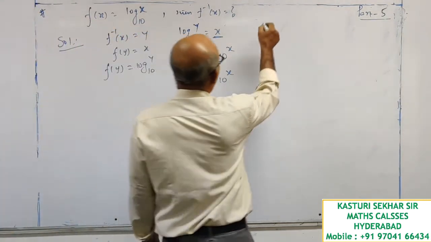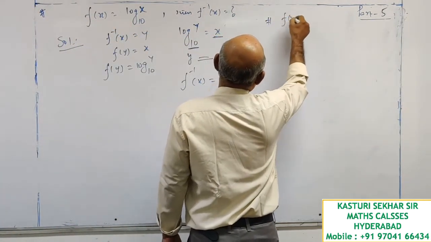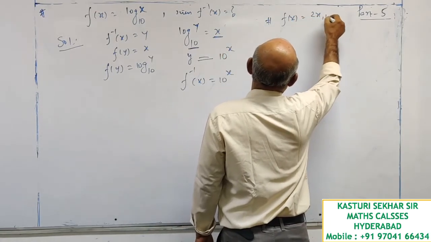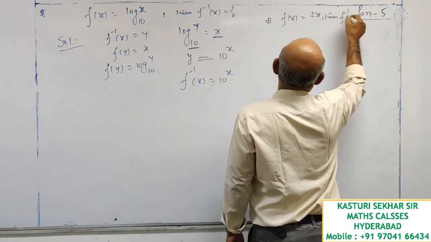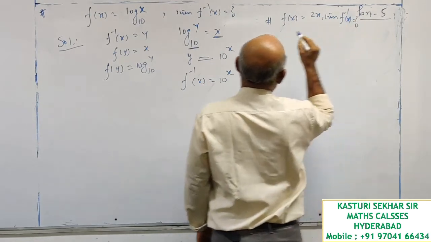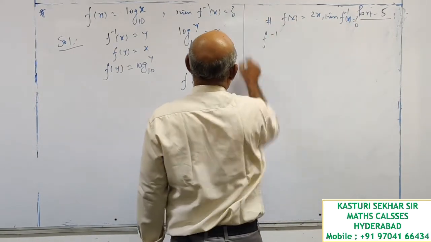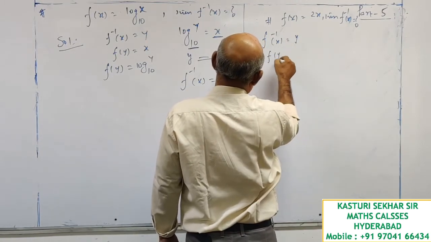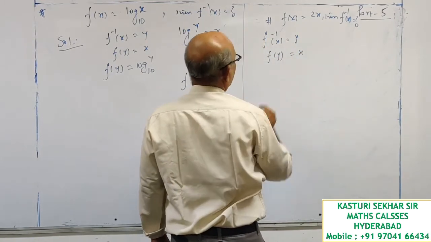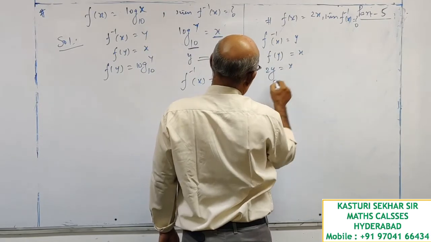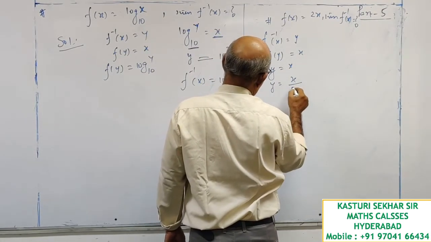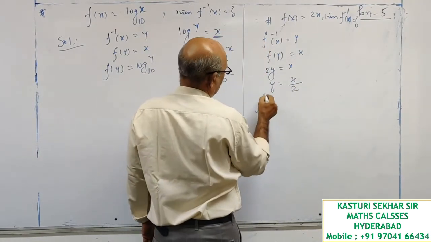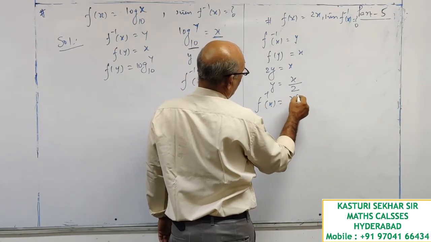Next question. F of x is equal to 2x. Then f inverse x is what? F inverse x is equal to y. F of y is equal to x. 2y is equal to x. Y is equal to x by 2. So f inverse x is equal to x by 2.